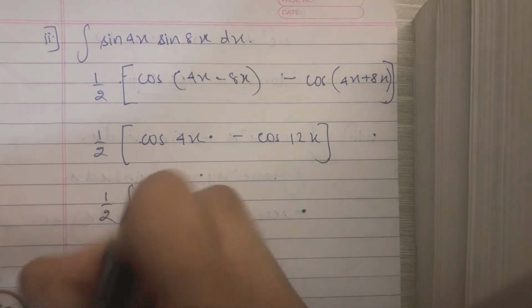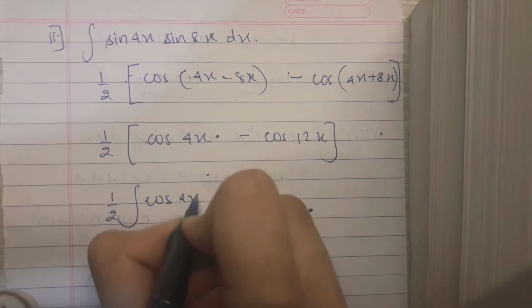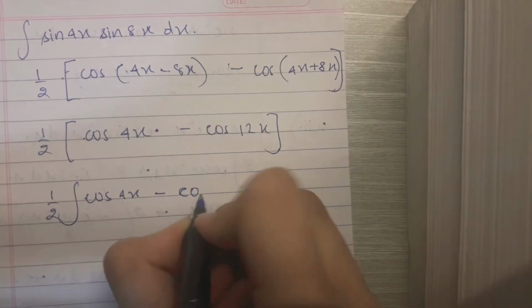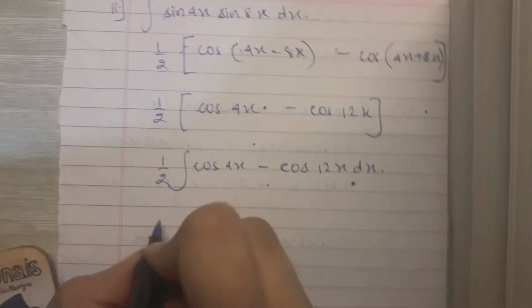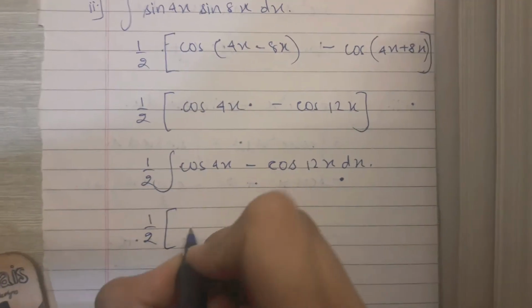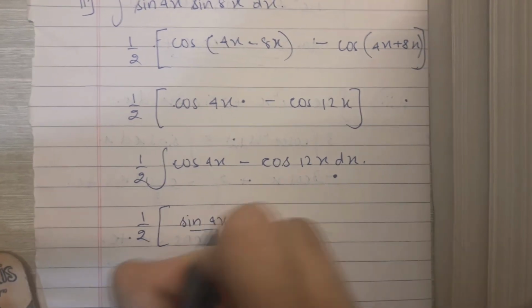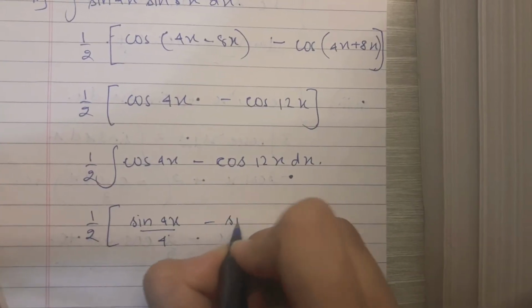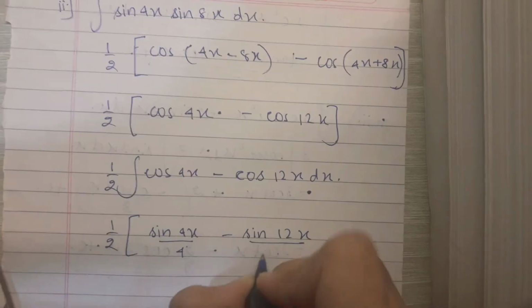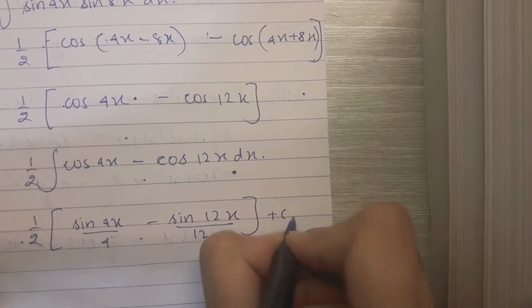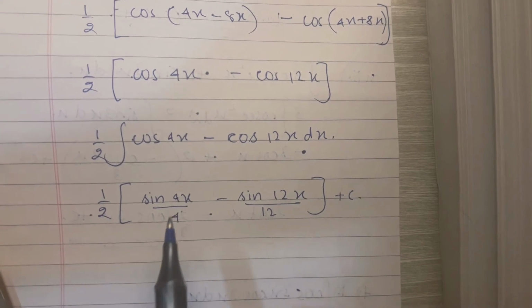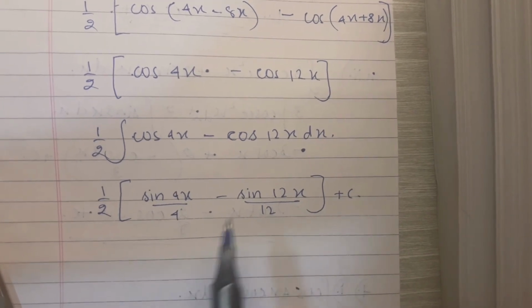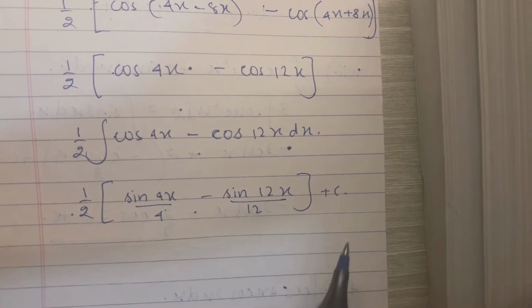So half goes outside, cos 4x minus cos 12x dx. So the final answer would be half sine 4x by 4 minus sine 12x by 12 plus c. And in the final answer, when we multiply this with half, the final answer will become sine 4x by 8 minus sine 12x by 24 plus c.